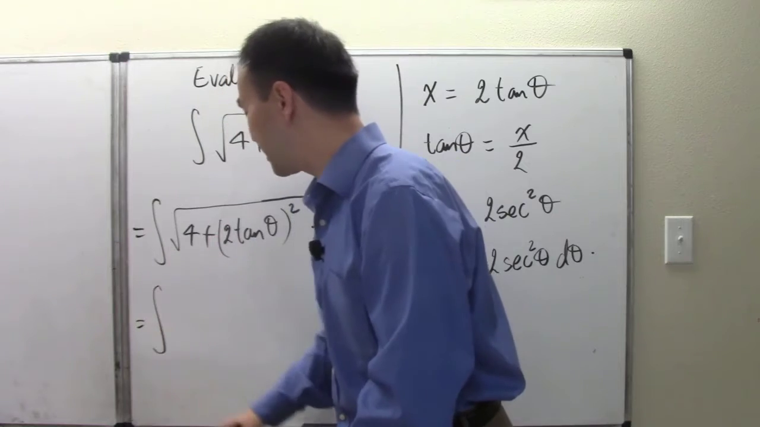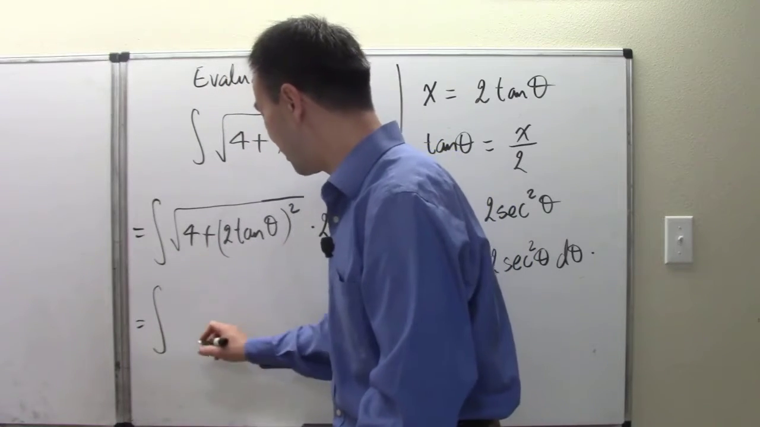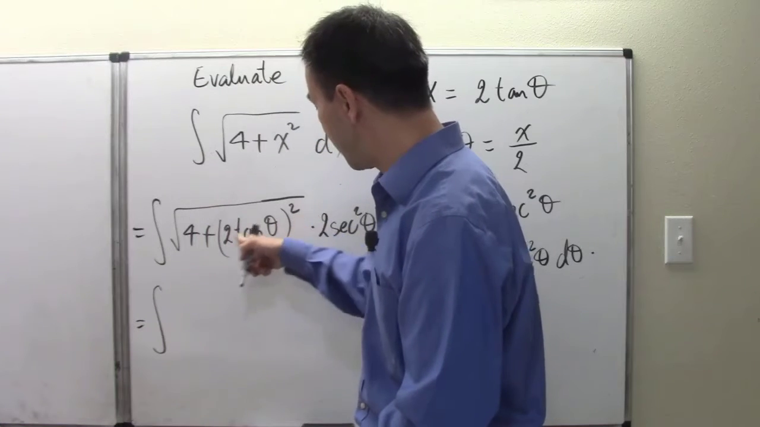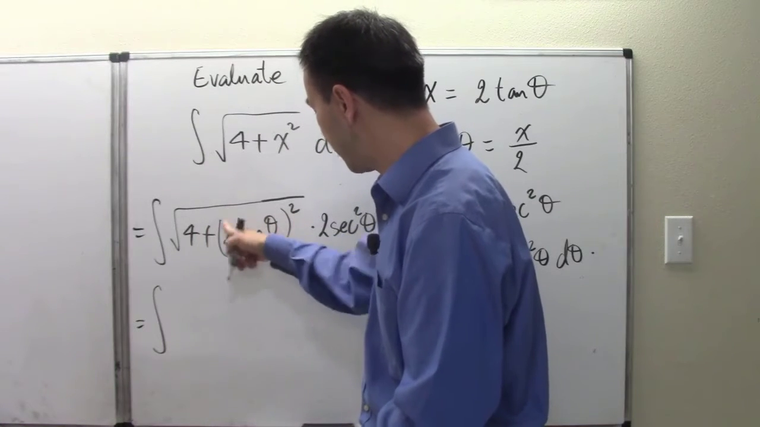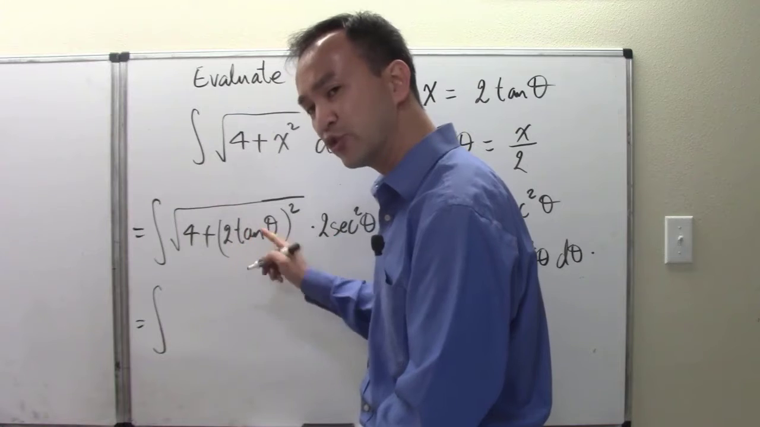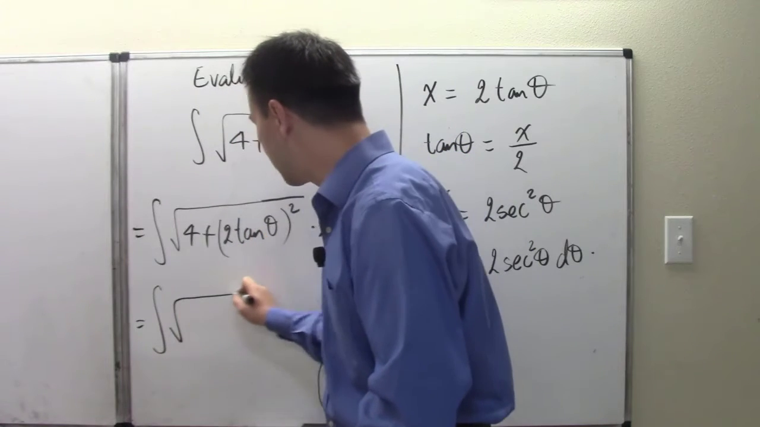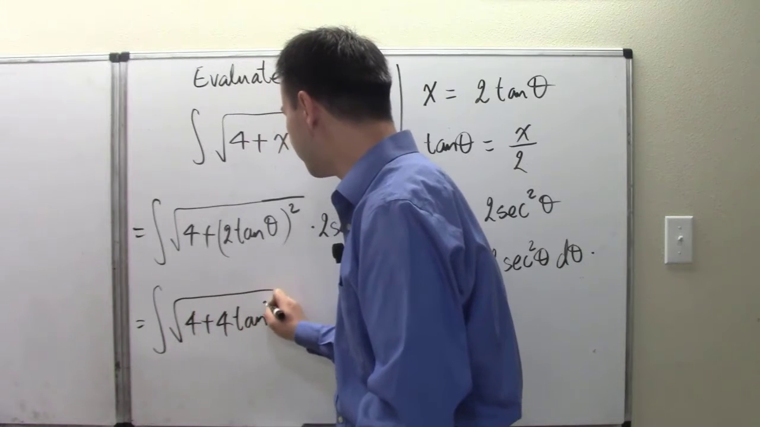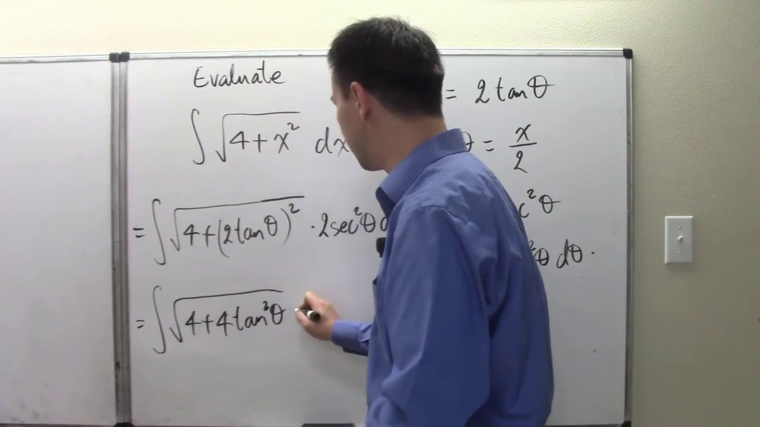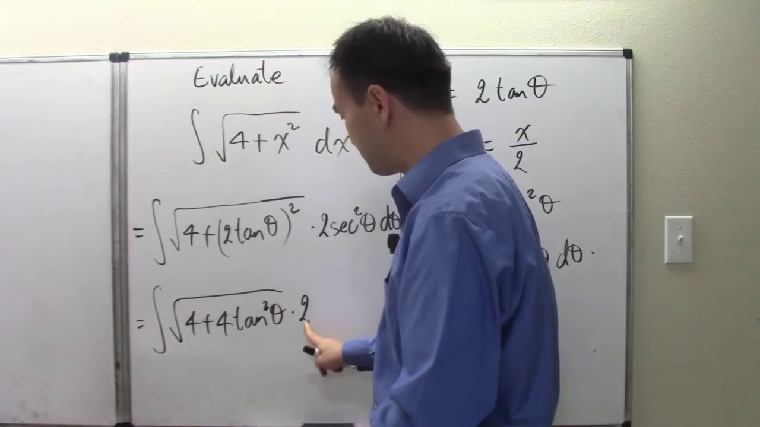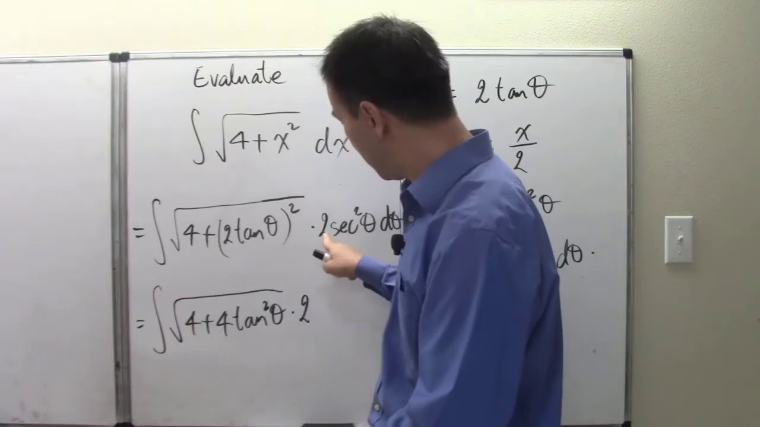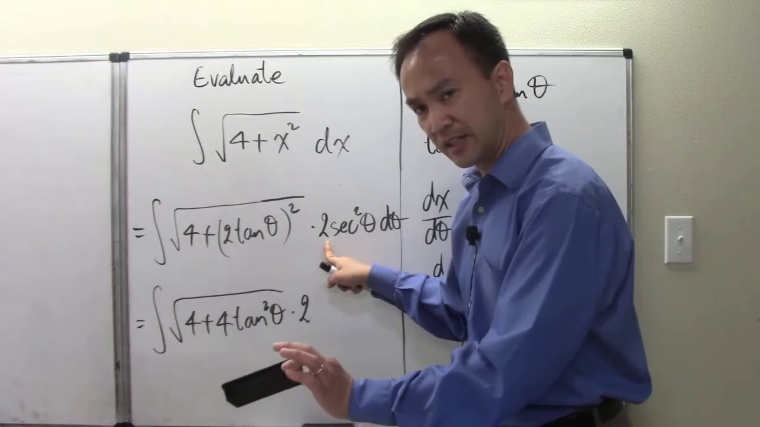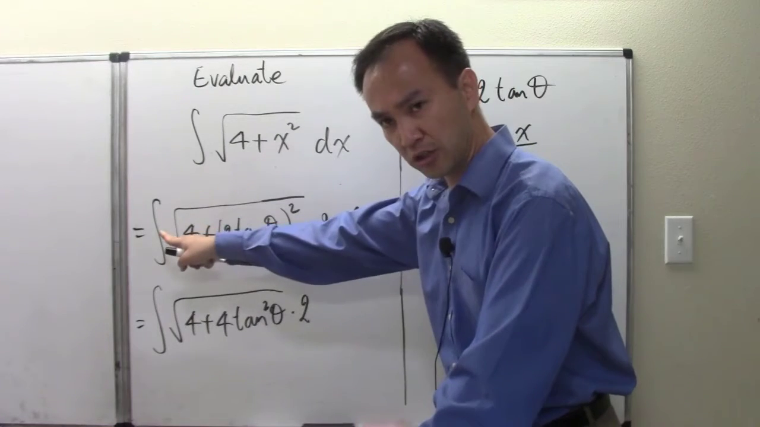We still didn't find the antiderivative yet, so I'm going to leave that symbol here, but we can do something more with that. So the square inside the square root, 2 times tangent all squared, is the same as 4 times tangent squared. So we're looking now at a square root of 4 plus 4 times tangent squared. That's just the algebra of squaring the 2. And now allow me to bring that 2 here from the previous step to the front, because that now exists only as a constant coefficient.